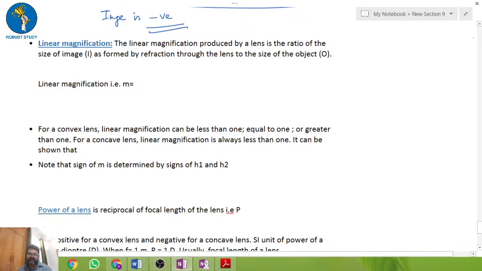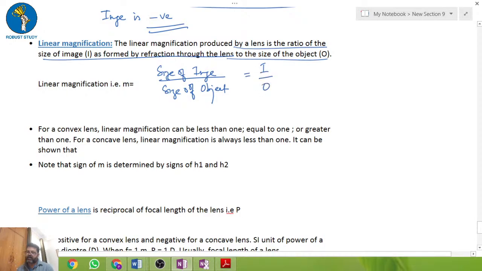So what is linear magnification? In case of a lens, the linear magnification produced by the lens is the ratio of the size of the image to the size of the object. It is size of image upon size of object, that is I by O, and this is also known as h2 by h1, if you remember what we discussed on the reflection side.